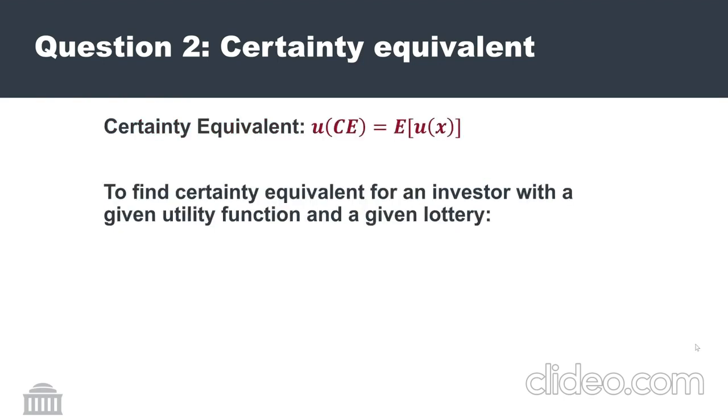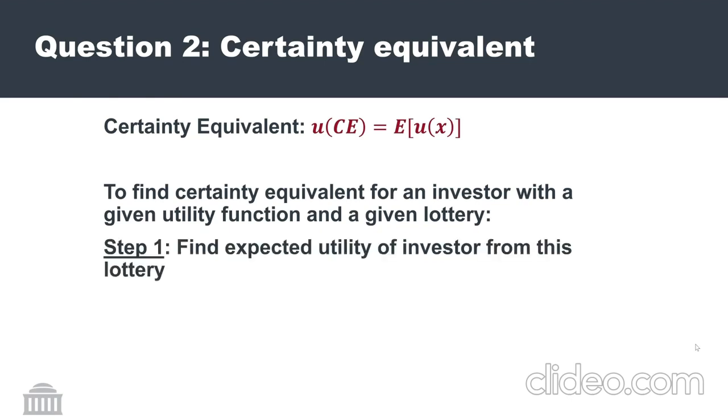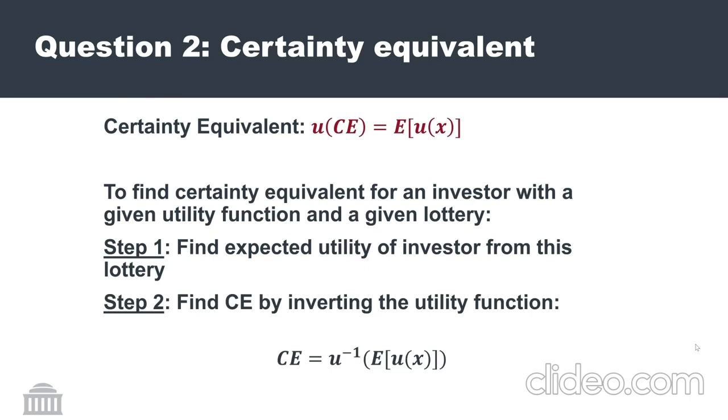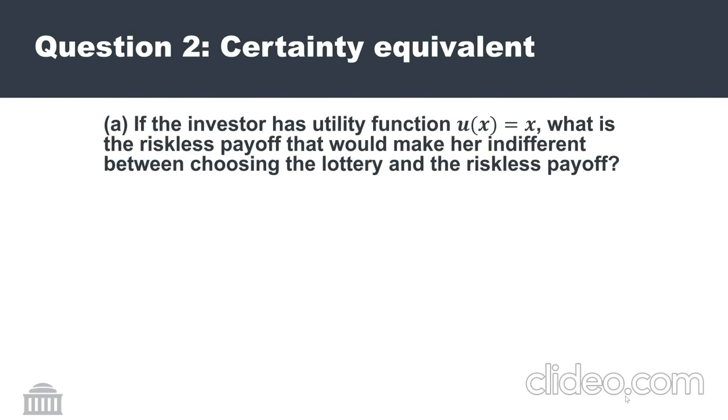To find certainty equivalent for an investor with a given utility function and a given lottery, we need to do the following two steps. Step number 1, find expected utility of the investor from this given lottery. And step 2, find certainty equivalent by inverting the utility function. Let's find certainty equivalent for the investor in part A, the investor with a linear utility function.